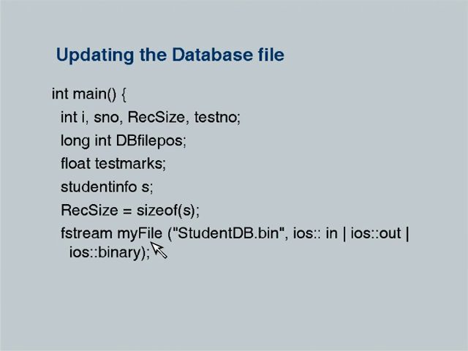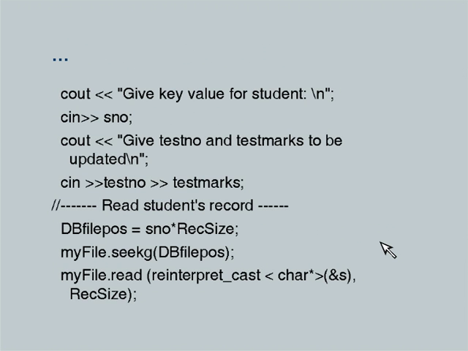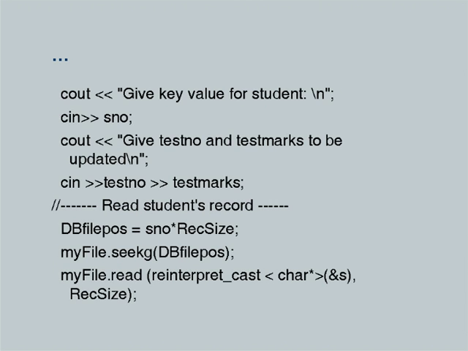So this is my file, and I use it for input and output. I give a key value for student, I read the serial number. Now I ask for test number and test marks to be updated, I read in the test number and test marks. Please note that while I type the test marks in text, they will get converted into floating point because internally the test marks are defined as floating point. Internally test number is defined as integer, etc.